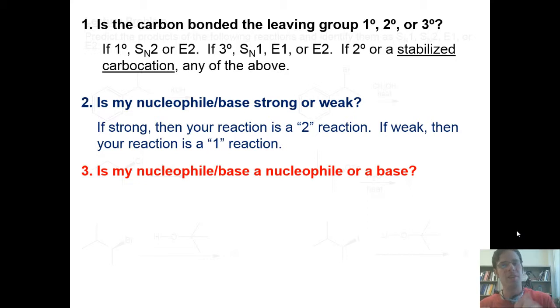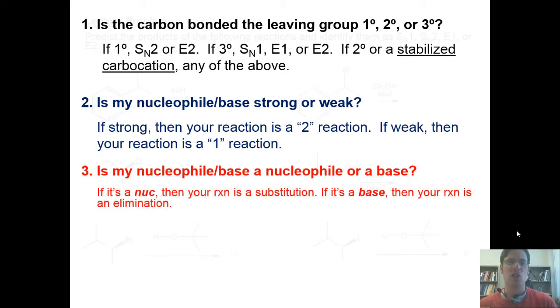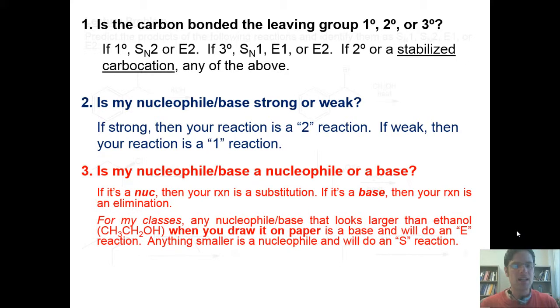Now this question, if I determine that the nucleophile/base is a nuke, that is a nucleophile, then your reaction is going to be a substitution. If it's a base, then your reaction is going to be an elimination. Now parenthetically, I need to mention this. For my classes, any nucleophile/base that looks larger than ethanol, whose structure is drawn right here, in case you forgot what ethanol looks like, when you draw it on paper, is a base and will do an E reaction. Anything smaller is a nucleophile and will do an S reaction.